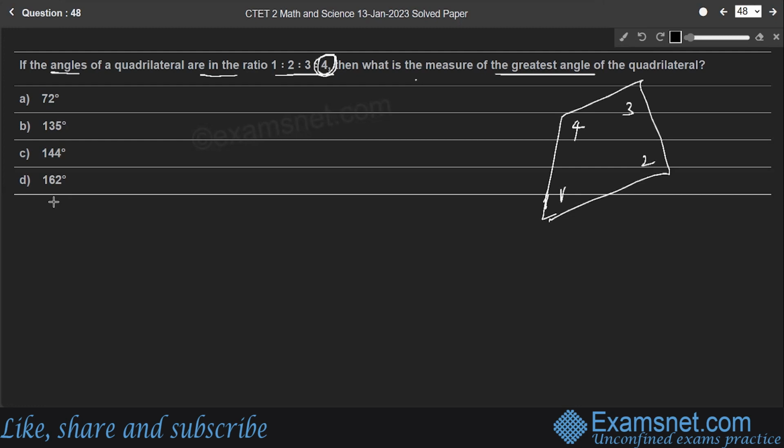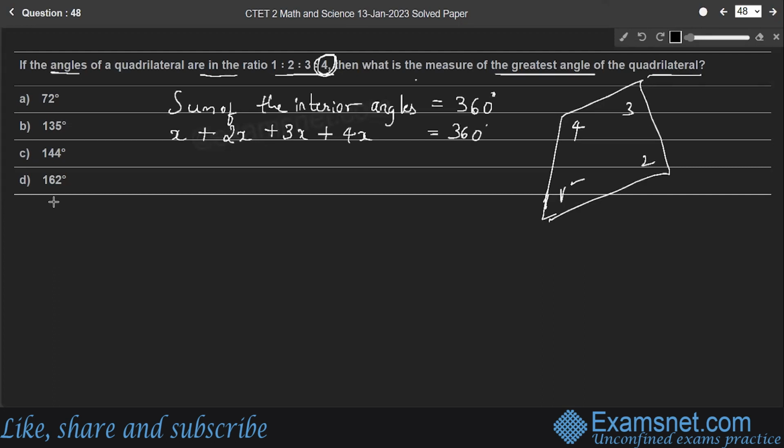We know that the sum of the interior angles in a regular or irregular quadrilateral is always 360 degree. So we'll consider the first angle as 1x, which is x, plus second angle as 2x, plus third angle as 3x, plus fourth angle as 4x, is always 360 degree. So it becomes 4 plus 3, 7, plus 2, 9, plus 1, 10x. So 10x is 360 degree. Therefore, x is 360 by 10, which is 36.